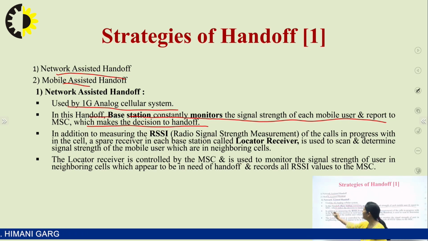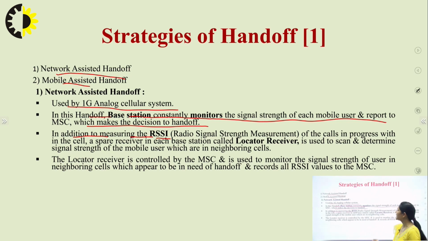If the signal goes below the threshold level, it will report to the MSC to take the decision for handoff. In addition to this, there is RSSI. What is RSSI? Radio signal strength measurement. The base station is continuously measuring the RSSI of the calls in progress in the cell. A spare receiver in each base station, called the locator receiver, is used to scan and determine the signal strength of the mobile users in neighboring cells.